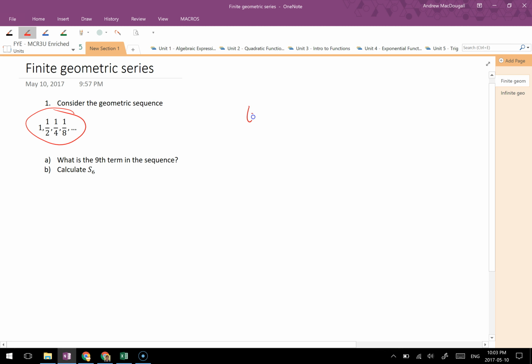In general, for geometric sequences, if you start off with term 1, you multiply that term by the common ratio, r, to get the next term. Then multiply that by the common ratio again to get term 3. Multiply it by r again to get term 4, etc. Giving us the general term of t1 times r to the n minus 1. So let's apply that to question A.